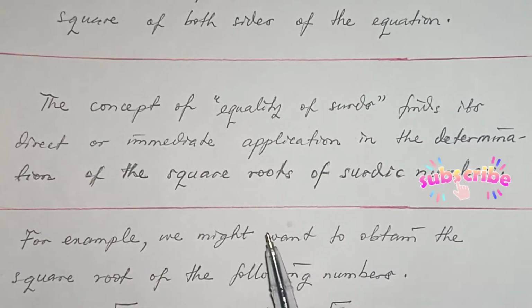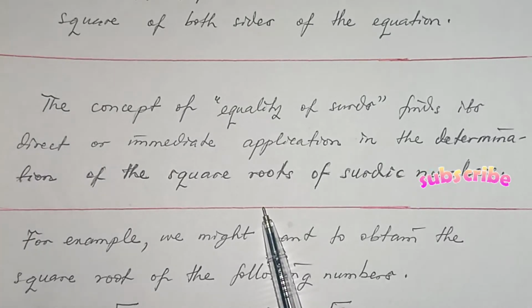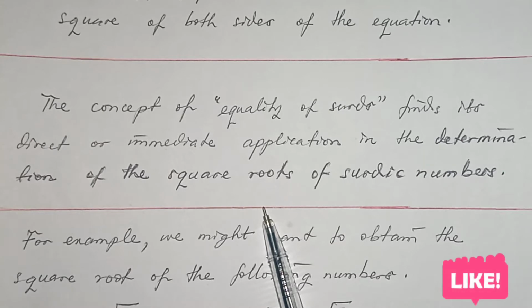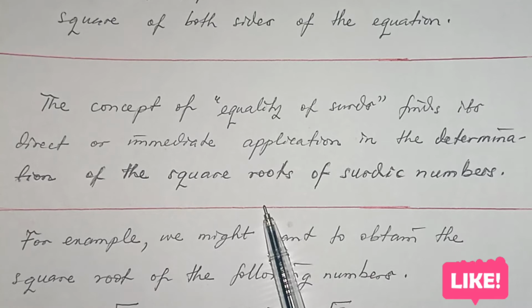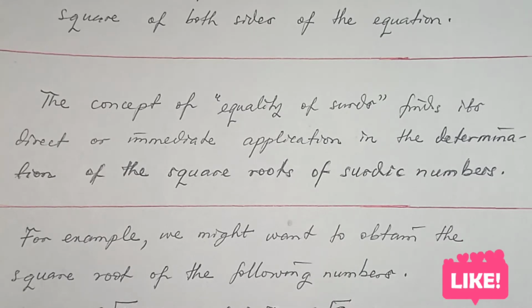We apply this knowledge on equality of surds when we try to determine the square root of what we call surdic numbers. So when trying to determine the square root of surdic numbers, the idea of equality of surds can play a very vital role. So to answer the question, where do we apply the knowledge of equality of surds? It is in trying to determine the square root of surdic numbers. So surdic numbers are numbers that have a surd component in them.